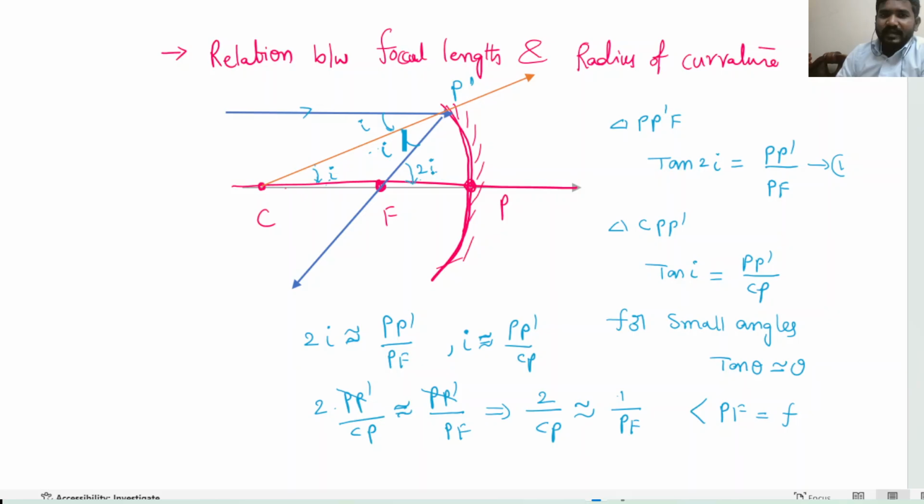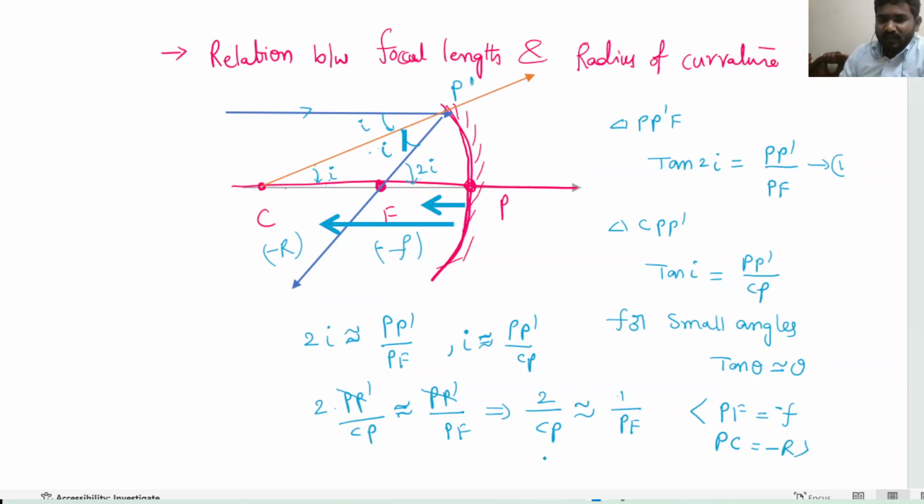And here the incident light rays travel from left to right. But for focus, we need to calculate opposite to the direction of the incident light rays. Therefore, focus we need to take with a negative sign. In a similar way, the radius of curvature is also calculated opposite to the direction of incident light rays, so we take it as negative. So PF you need to take as minus f, and PC you can take as minus r.